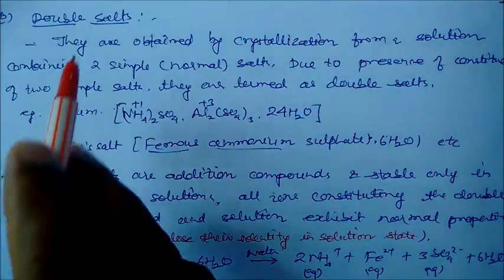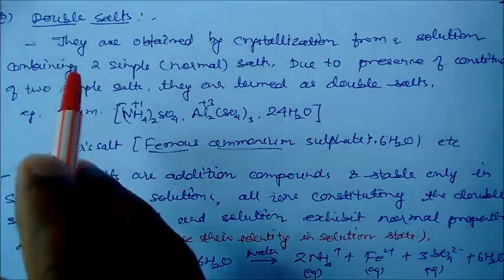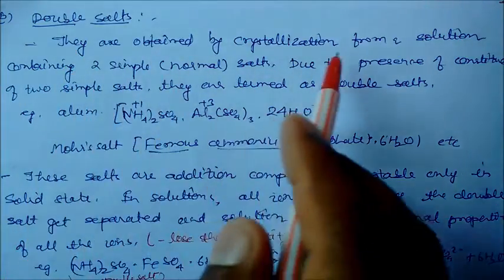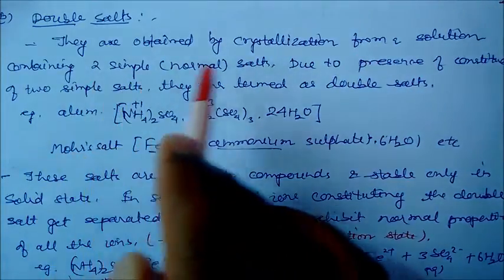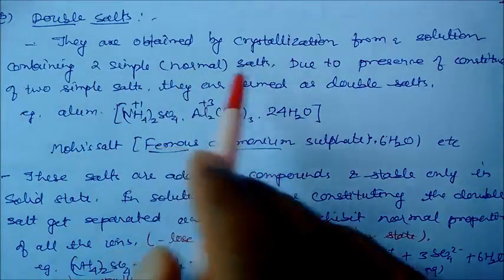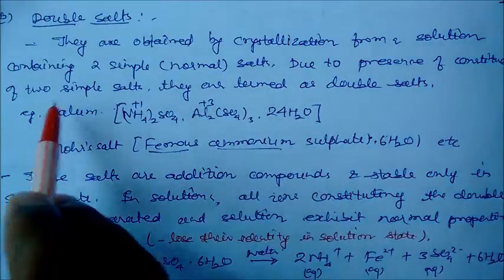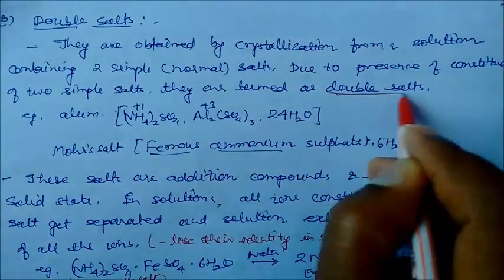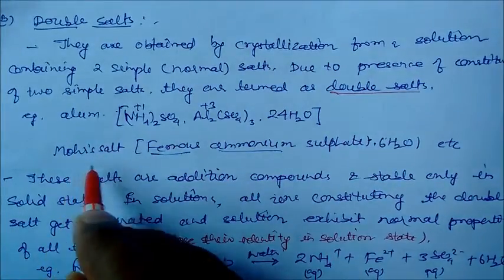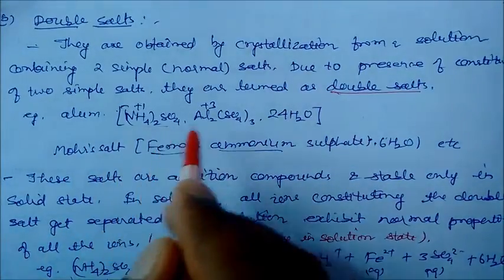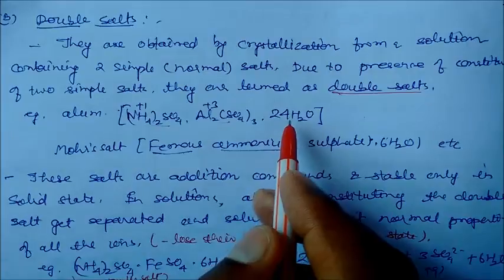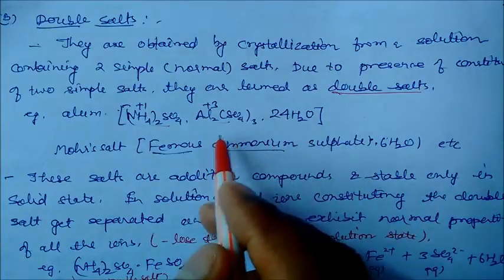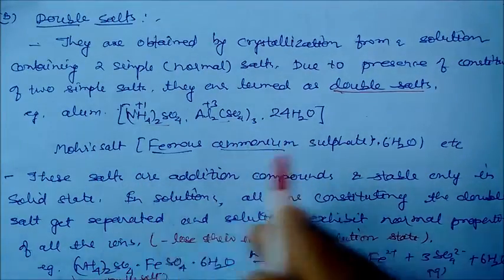Now next is our double salts. These double salts are obtained by crystallization from a solution containing two simple salts. Two simple salts means they are normal salts, and due to the presence of constituents of these two simple salts, they are termed double salts. So which are the two simple salts? Let us take alums and Mohr salt. We can see this is one salt, this is the second salt, and with some water of crystallization present as crystal water.